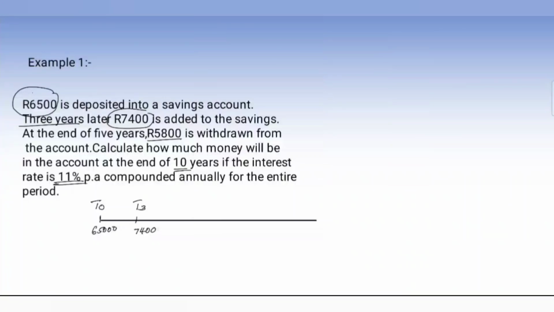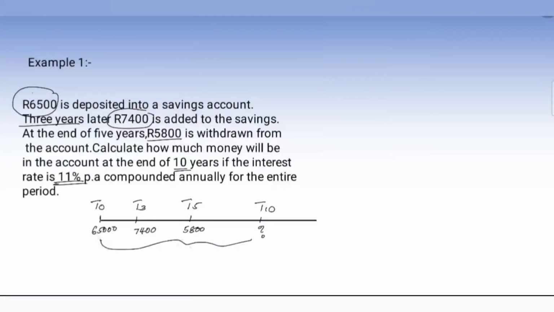Then what happened after 5 years? That is T5. T5 means from T0 to T5, how many years? 5 years. Okay. So what did you do? You withdraw a certain amount, isn't it? What is that amount? Rand 5,800. That you withdraw it. Then at the end of 10 years, that is T10, that is the last year. T10, how much amount will be there in the account?